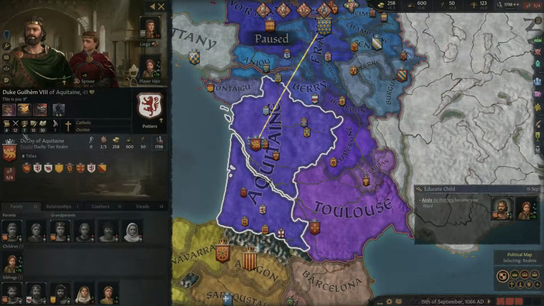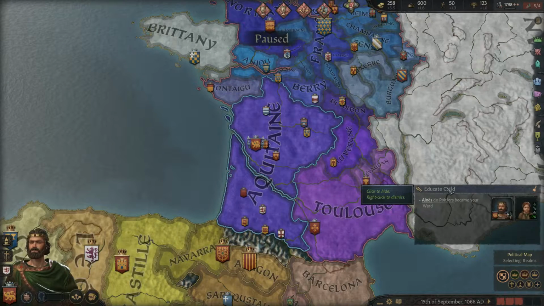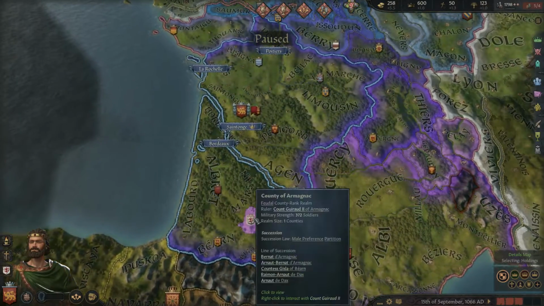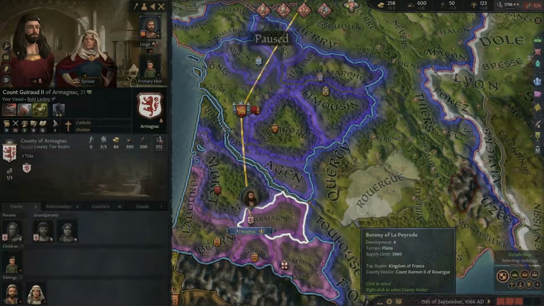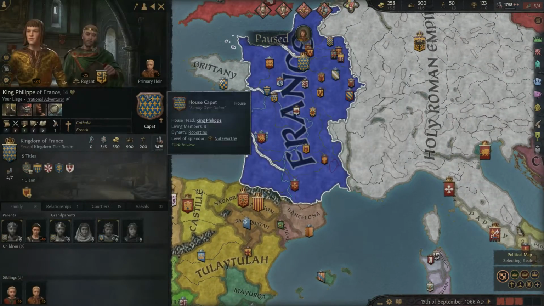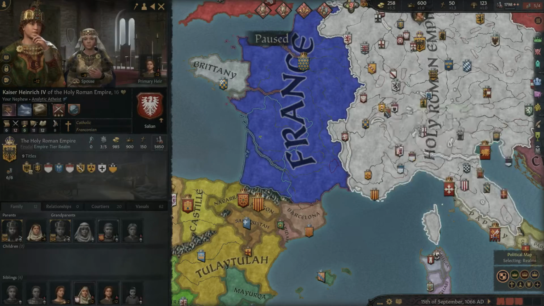We are, as you may see, a duke. What does this mean? Well, there are multiple tiers of ruler you can play as in Crusader Kings 3. There are 4 tiers specifically. There is a count, like this, Count Giro. You can also play as a duke, such as ourselves. We can also play as a king, King Philippe of France, or you can play as an emperor. Of course, there are gender neutral versions of those available.